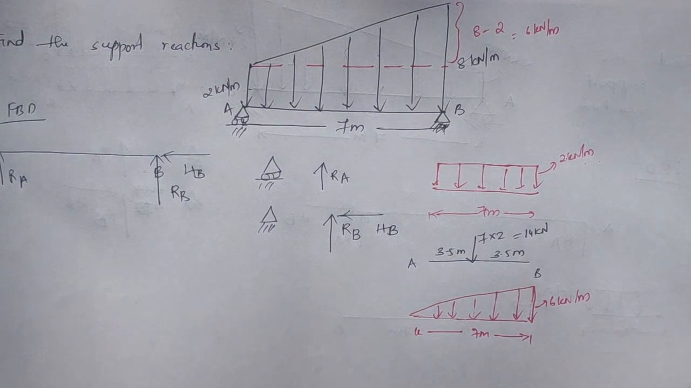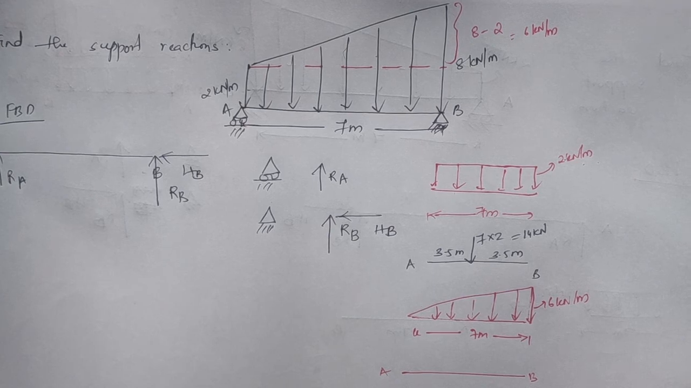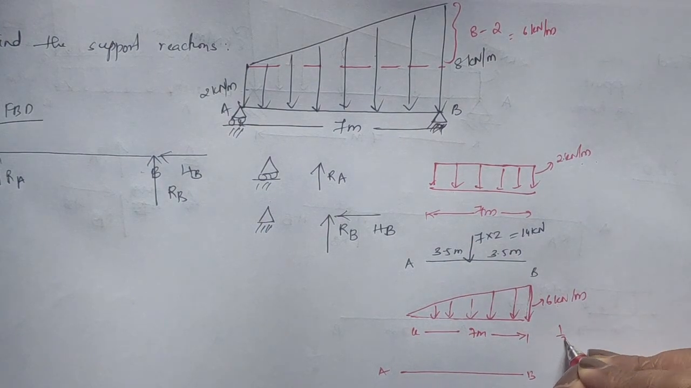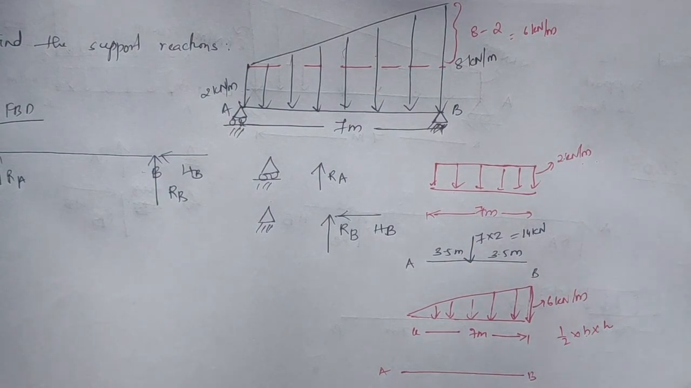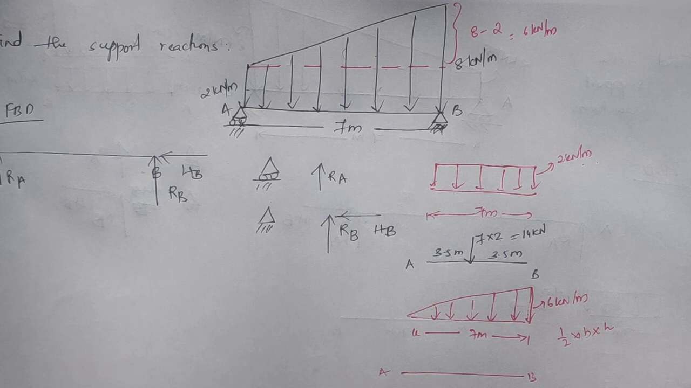Now how to convert this into a point load? You draw the beam again, AB. The point load value will be the area of the triangle. What is the area of a triangle? Half into base into height. Here the base is 7, so half into 7 into height 6 will be the value of the point load. And where will it act? Obviously at the centroid of the triangle. Now where is the centroid of the triangle?